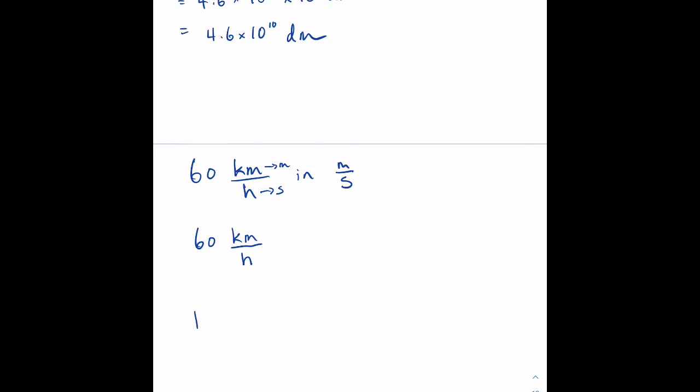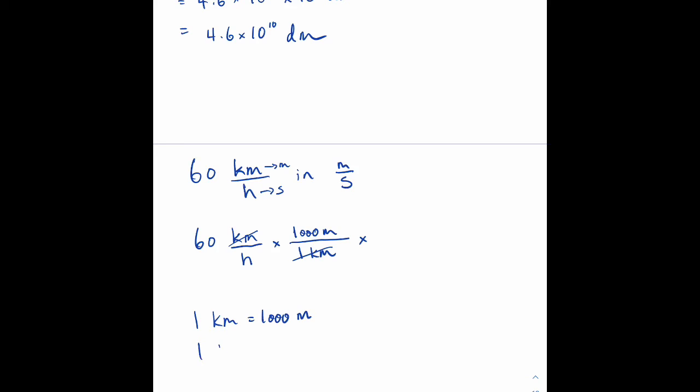Well, 1 kilometer is 1,000 meters. So I can switch that. I want to make sure that I have kilometers in the denominator of my fraction so I can cancel it. And now the unit I have right now is meters per hour, which is not a very standard unit. I mean, it still works. But I would like to get that from hours to seconds.